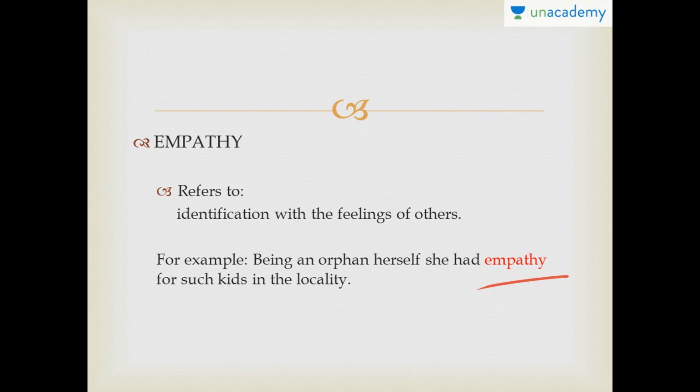But in case of empathy, I have to identify myself with this particular person in order to empathize with her. Like in this case, this girl herself is an orphan. So that is why she understands the pain of being an orphan, and that is why she identifies with the other orphans that are there in her locality.